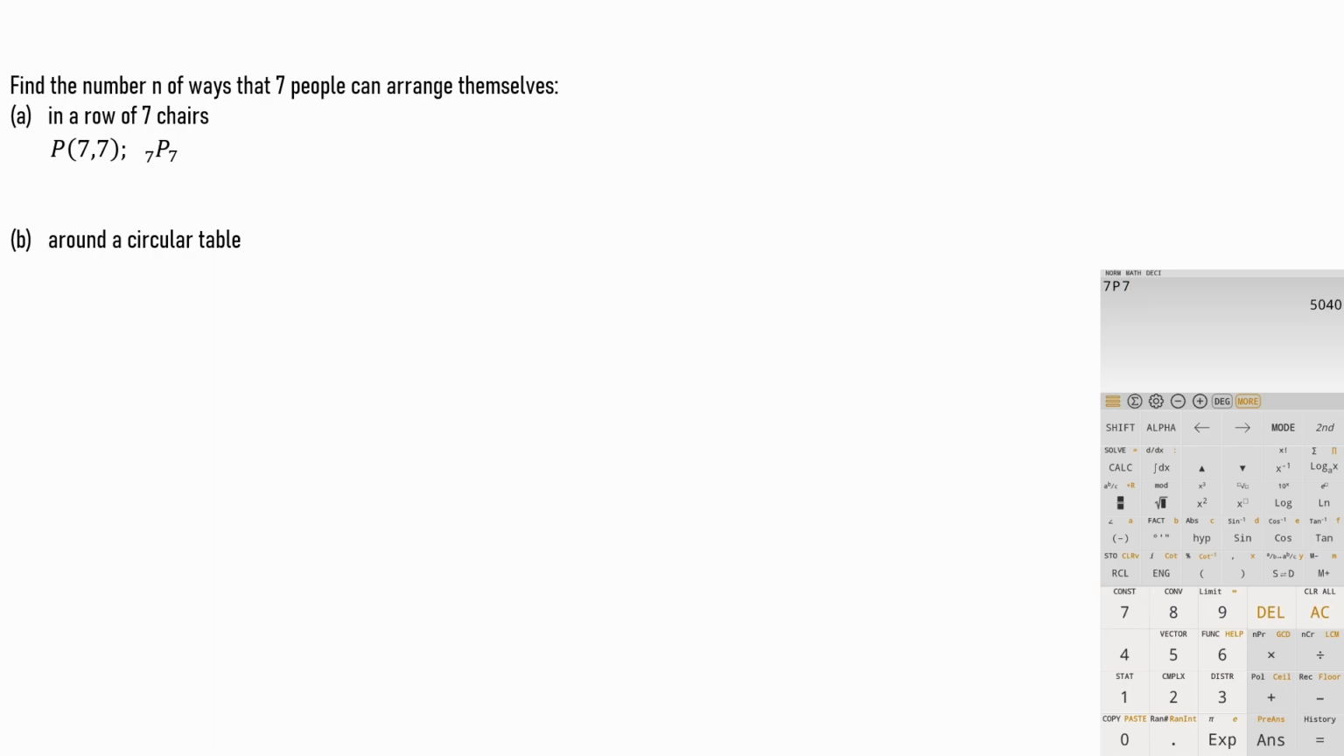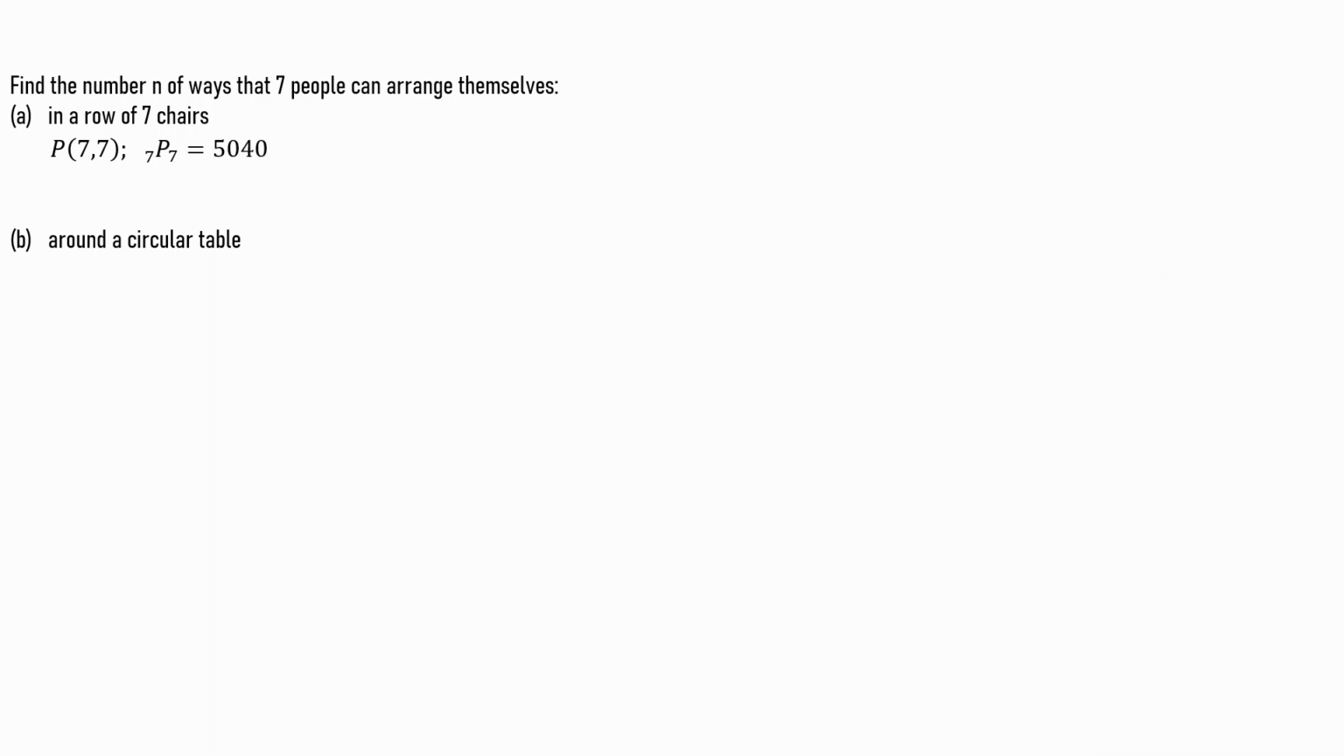So, 5,040 ways that people can arrange themselves in a row of 7 chairs.